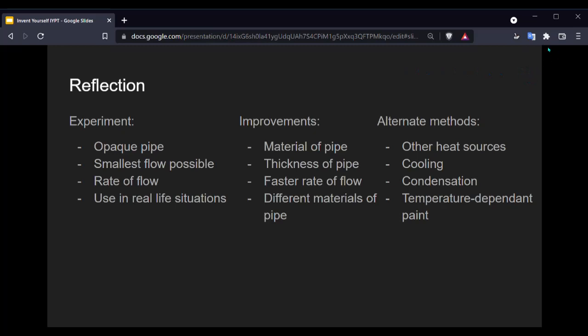If the liquid was cooled enough, condensation could be formed on the outside of the pipe, and that way you could display the direction of flow visually. You could also paint on temperature-dependent paint that changes color with the change in temperature, and that could also be used to visualize the flow.